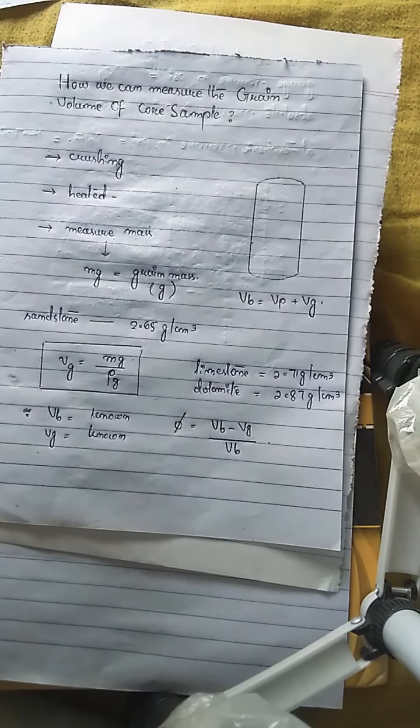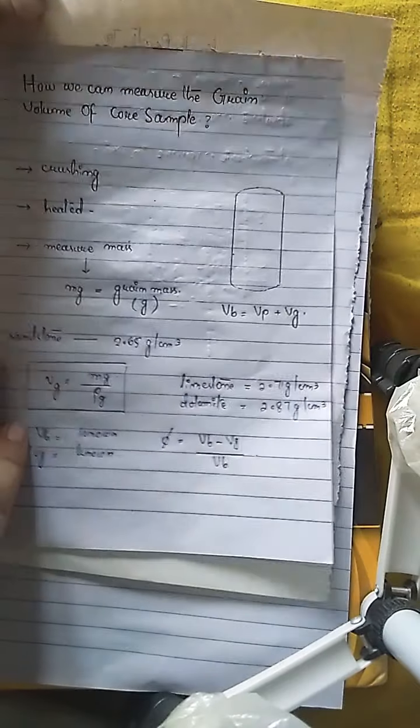So in this way we can measure the grain volume. In the previous lecture we discussed how we can measure the bulk volume. Bulk volume and grain volume are known now, and then we can easily calculate the porosity value of the core sample or our reservoir rock sample.